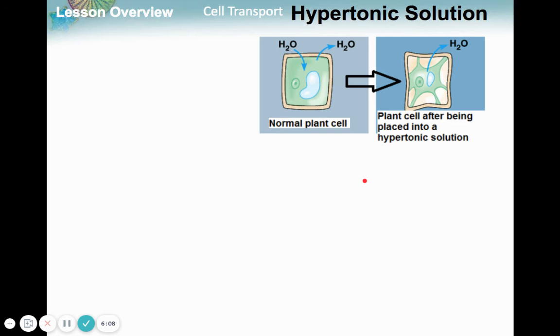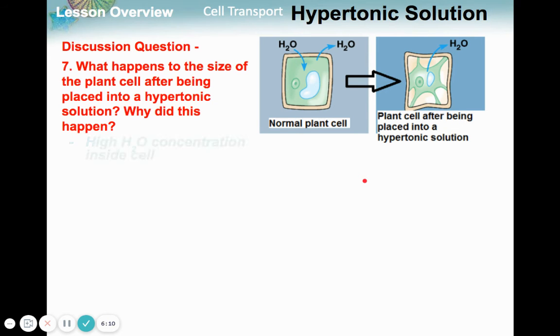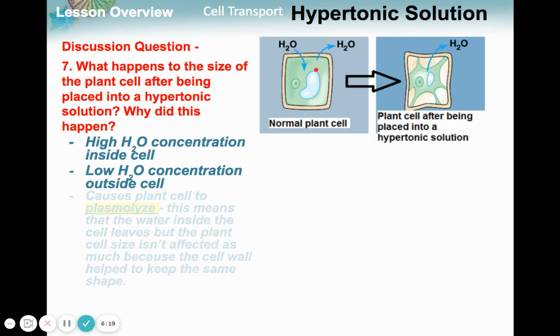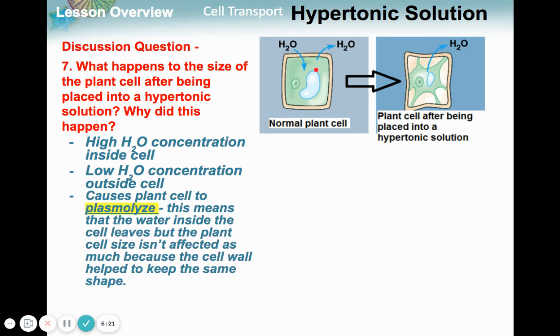How about on a plant cell? You have high water concentration here inside the cell, low water concentration outside the cell. It causes the plant cell to plasmolyze. This means that the water inside the cell leaves, but the plant cell isn't affected as much because the cell wall helps to keep the same shape. Okay, you still see that it's kind of like squeezed in.